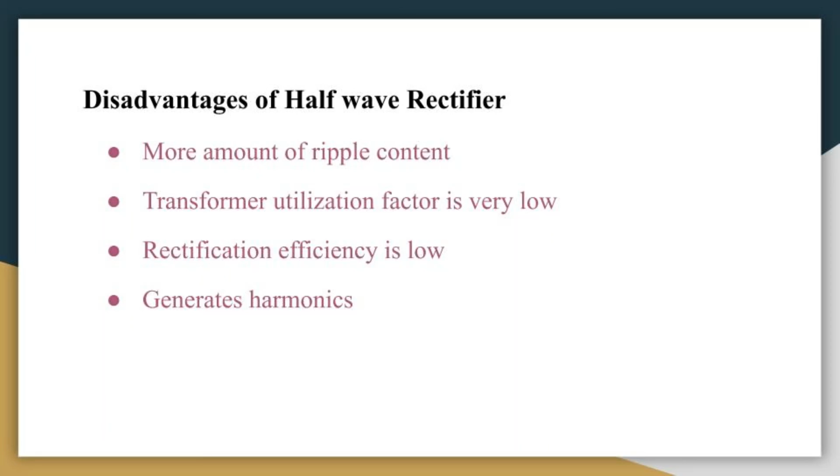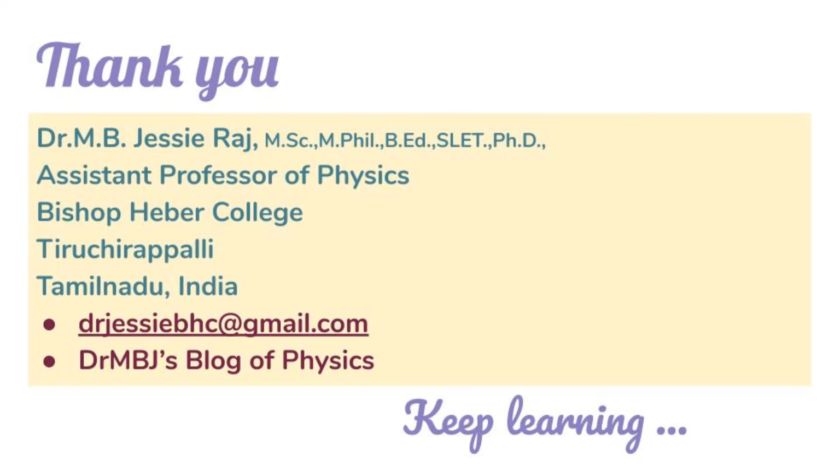Disadvantages of a half-wave rectifier. Number 1, more component of ripple content. Number 2, transformer utilization factor is very low. Number 3, rectification efficiency is low. Number 4, generates harmonics. So let us see full-wave rectifier in the next section.